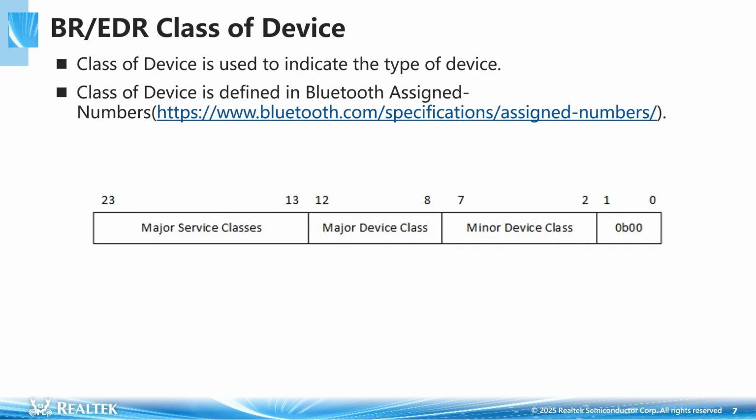Class of device is used to indicate the type of device. The class of device is composed of 4 fields: a major service classes bit field, a major device class enumerated value, the minor device classes, and a fixed value of 0b00 in the 2 least significant bits. The class of device is defined in the Bluetooth document. The user shall configure class of device before BR/EDR host initialization.